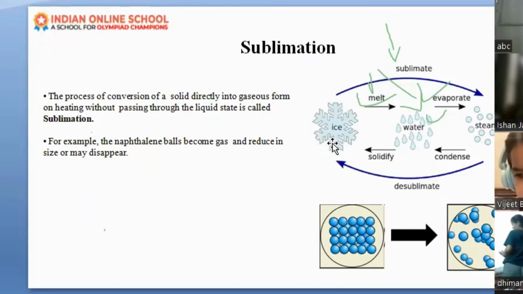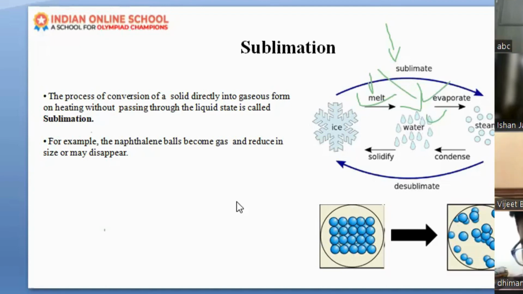Yes, we are using it in infusion. Okay, if you keep camphor and notice after a few days, it will continuously evaporate due to the atmospheric temperature, due to the heat from the atmosphere. The only thing is that in the case of evaporation, liquid changes into gas. Here, solid changes into gas.